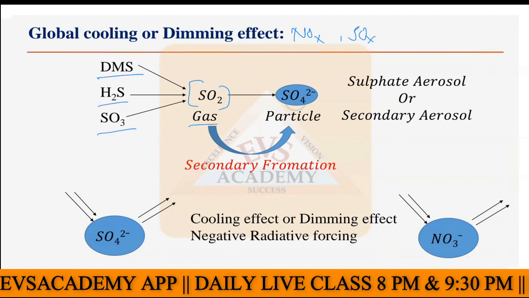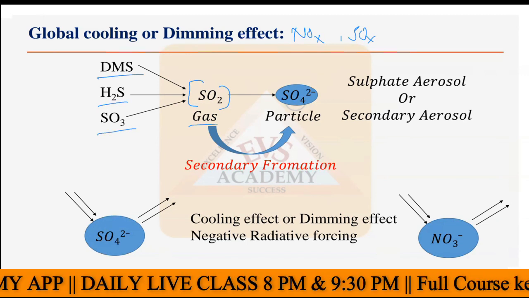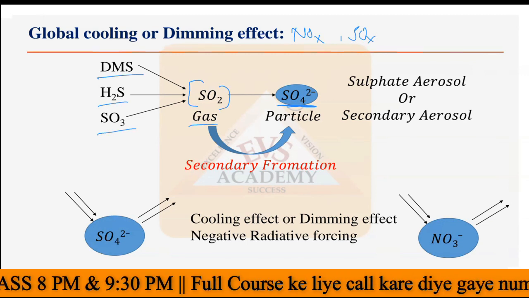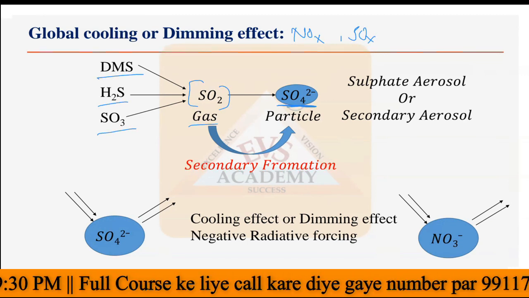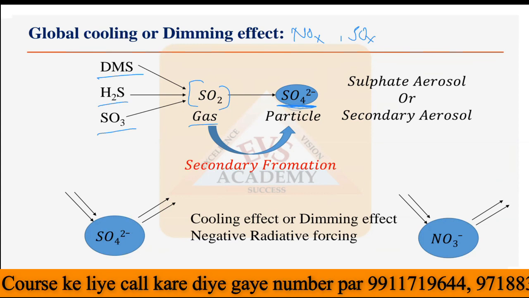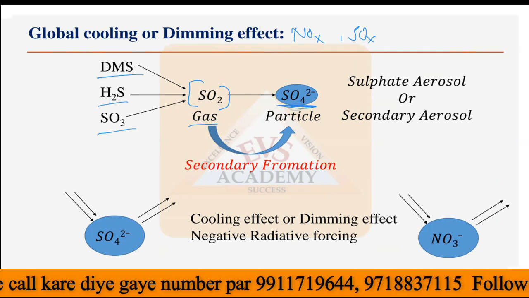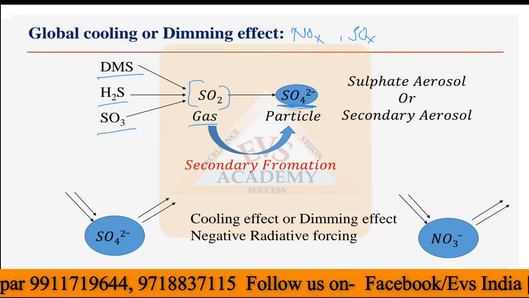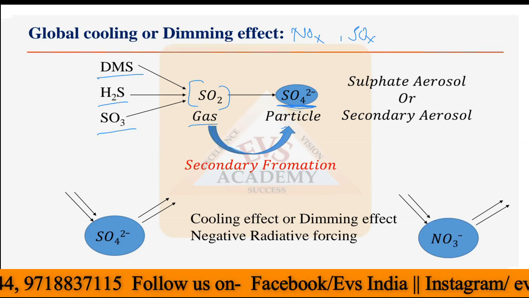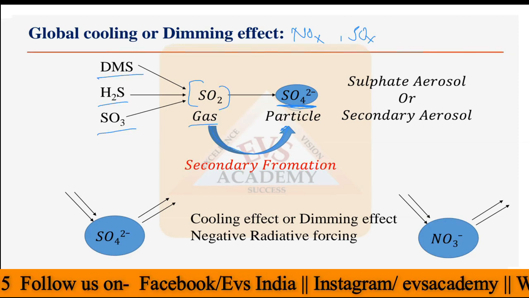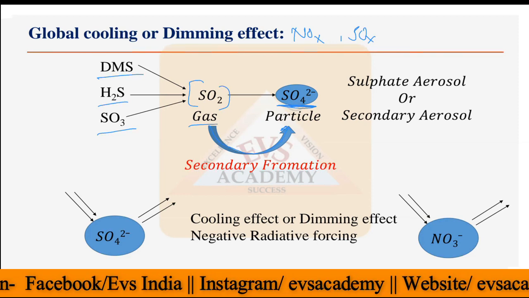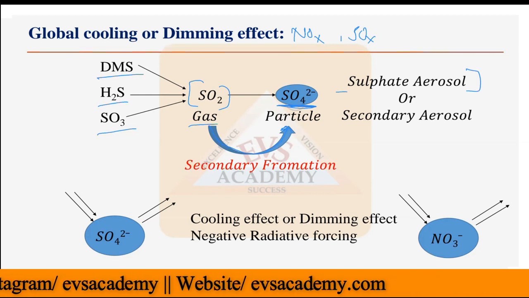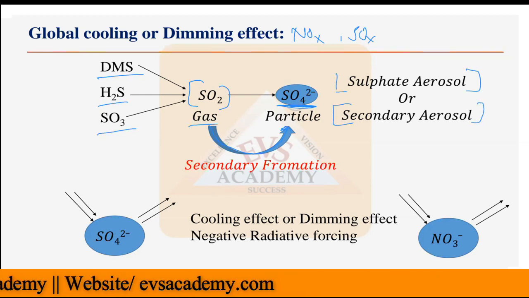This sulfur dioxide gas is converted into SO4 2 minus particle. Now this is not a gas, this is a particle because the size is increased with the huge amount here, you can see. This process takes place in the atmosphere and it is called secondary formation. This secondary formation causes the formation of the SO4 2 minus particle. This is called sulfate aerosol or secondary aerosol.